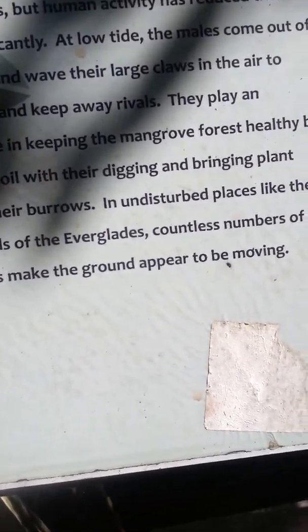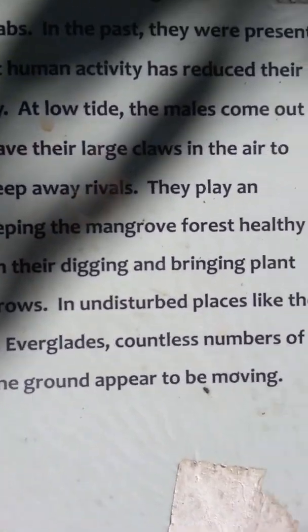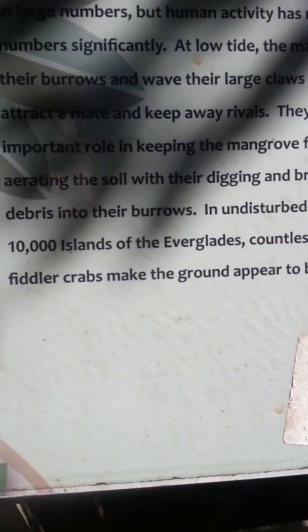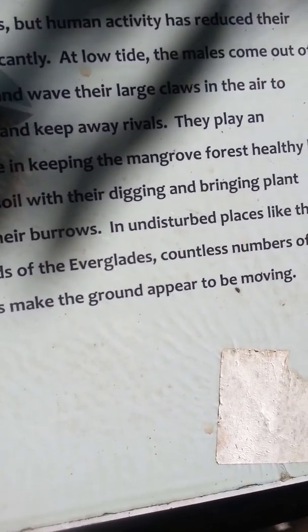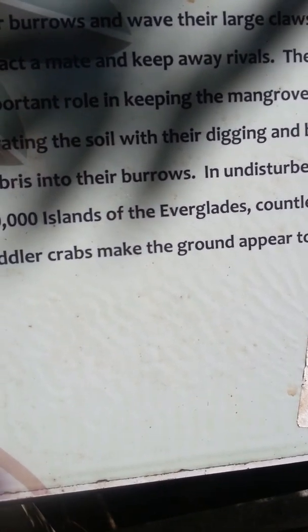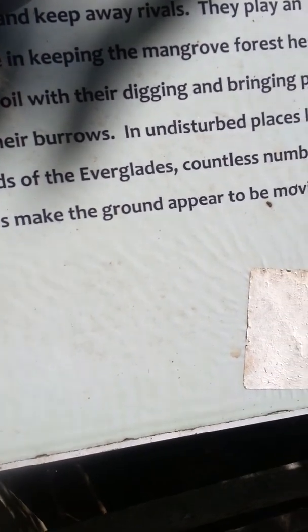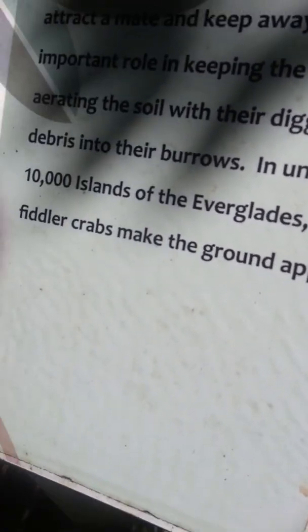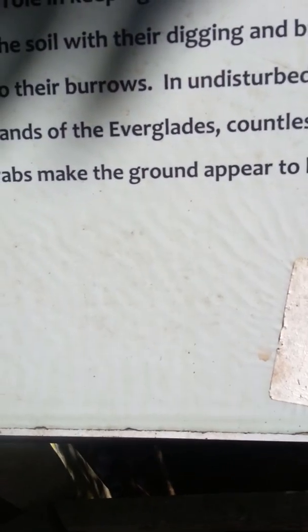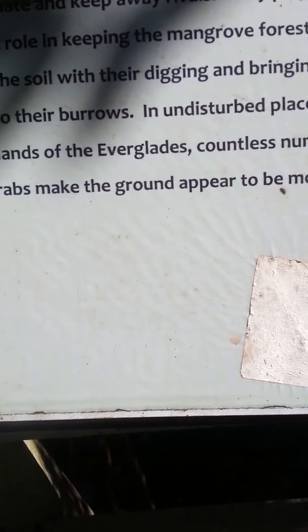I have no idea what that says. The soil with their digging and bringing plant debris with their burrows. In undisturbed places like the Ten Thousand Islands of the Everglades, countless numbers of fiddler crabs make the ground appear to be moving. Okay. Oh my gosh!